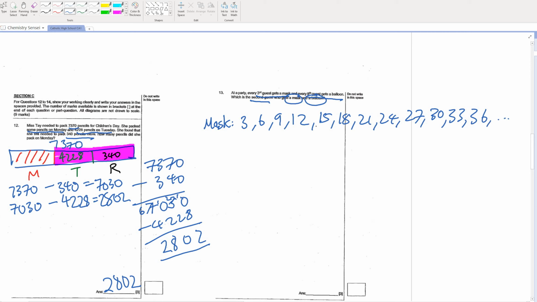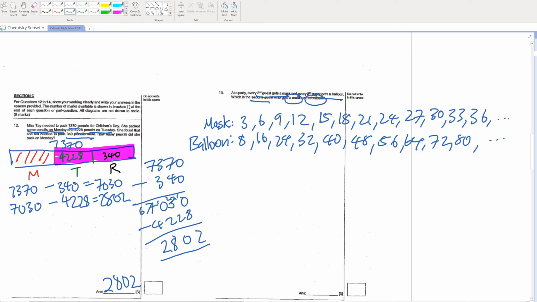Okay. For balloon, we have every 8th person. So we have 8, 16, 24, 32, 40, 48, 56, 64, 72, 80. Okay, so let's take a look. Who is the first person who will get both the mask and the balloon? Okay, so the first person is actually the 24th person. The 24th person who comes in will get a mask and a balloon.